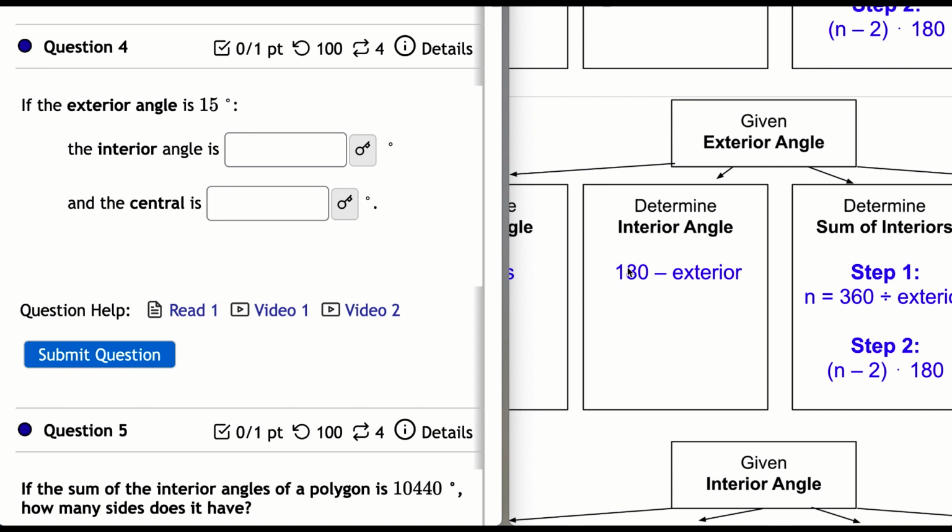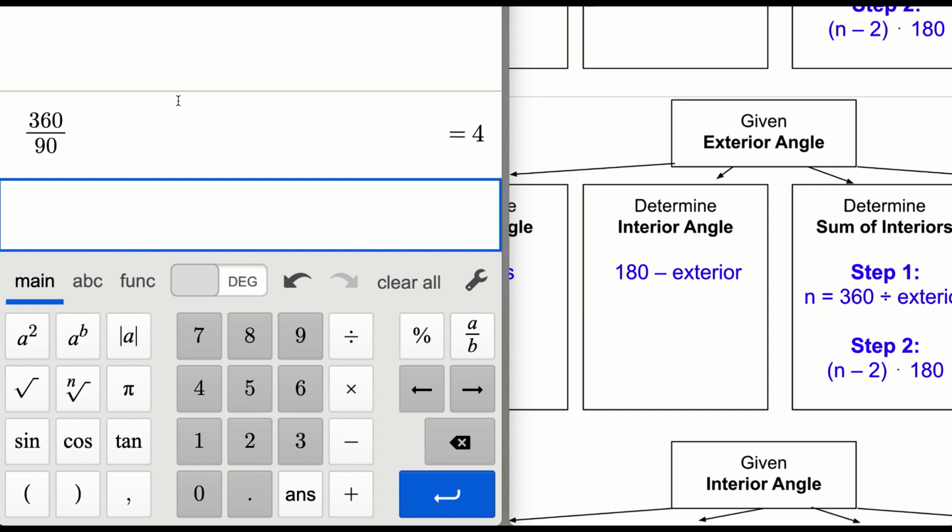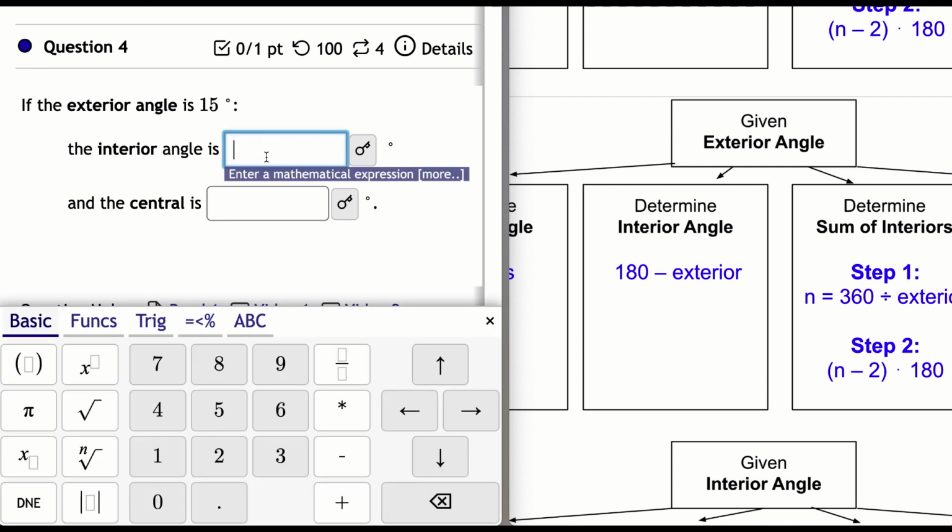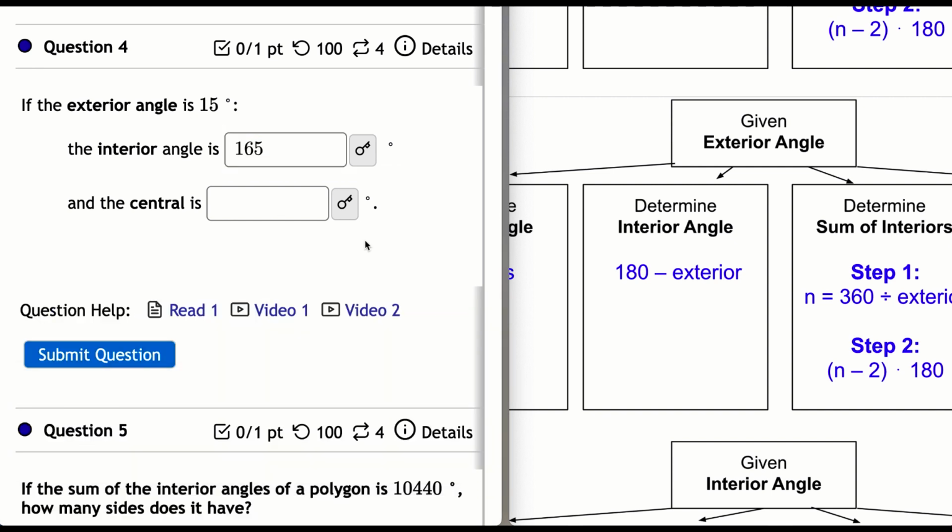The interior angle is as simple as finding it by doing 180 degrees minus the exterior angle that you're given. So if I take 180 minus 15, I get an answer of 165. That's all you have to do for these kinds of questions: 165. Again, all of this is about following the directions from your given starting point of the question, and using the directions for what you're trying to find based on what's in the boxes.